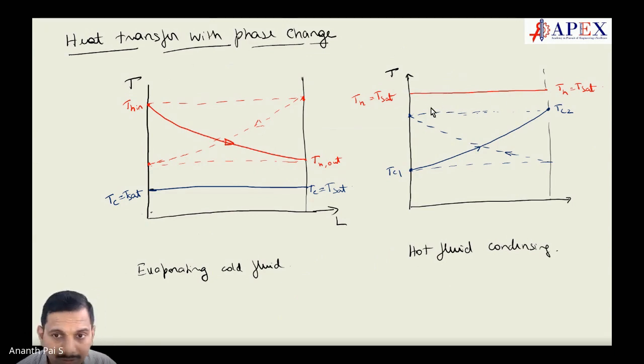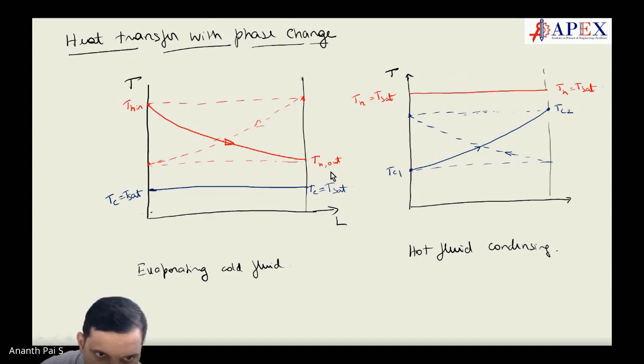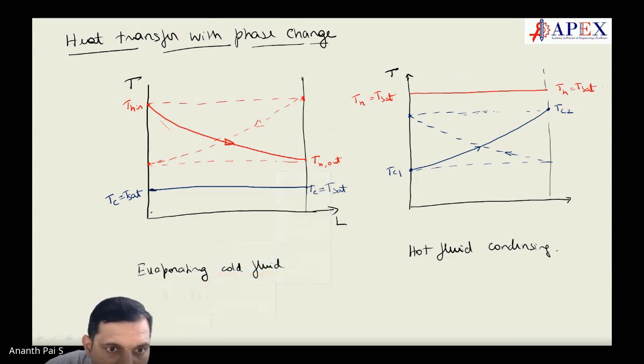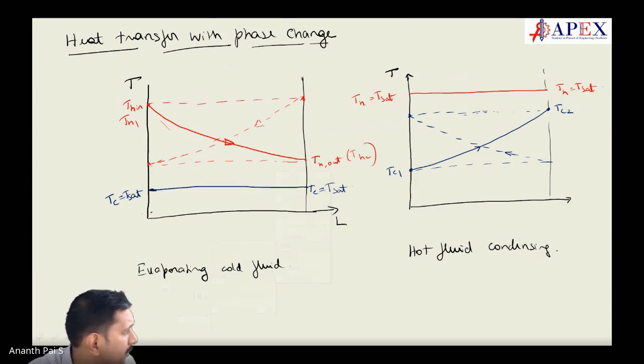No, no. This is not TH2. Okay, this is TH out. I'll say TH out is TH1. I made a difference. So this is TH1. This is TH2. Write it TH2, because this is TH2. That will be TH1.